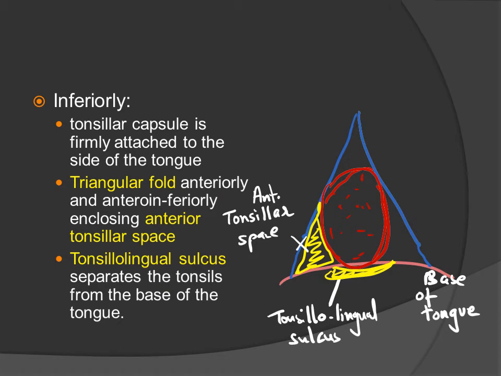Inferiorly, the lower pole of tonsil is attached to the tongue. There is a triangular fold of mucosal membrane extending from the anterior pillar to the anteroinferior part of tonsil. This fold encloses an anterior tonsillar space. Tonsillolingual sulcus is a space between the tonsil and the tongue. It is a common site for carcinoma.